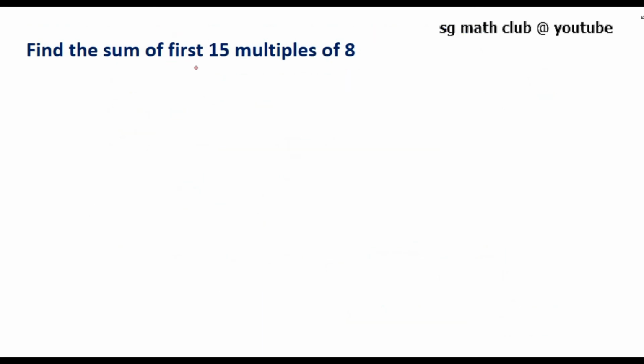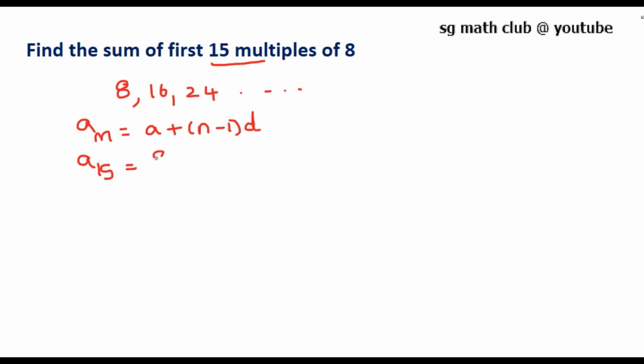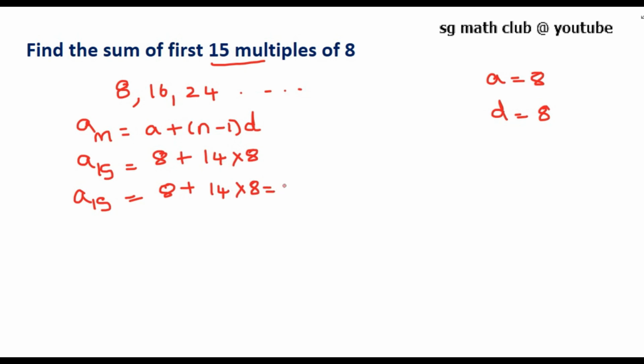Next question, find the sum of first 15 multiples of 8. So first term will be 8, second term will be 16, third term will be 24, like that. First 15 multiples of 8 we need to find. So I'll write An equal to a plus n minus 1 into d. So A15 is equal to 8 plus 14 into 8. Here first term is 8, common difference is also 8. When you do 14 into 8, the answer is 112, so the 15th term we got as 120.